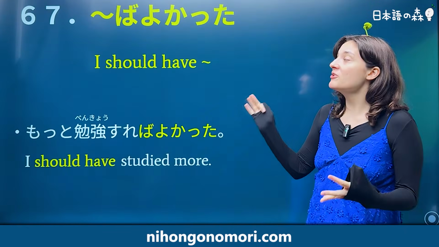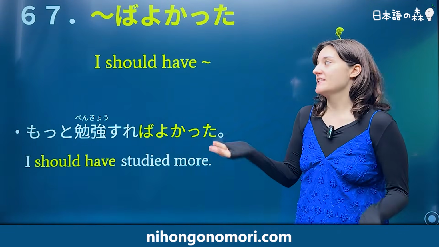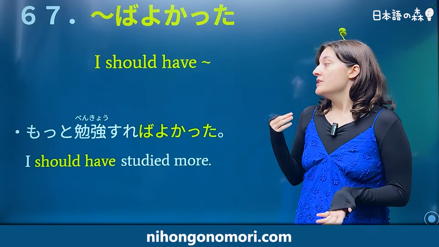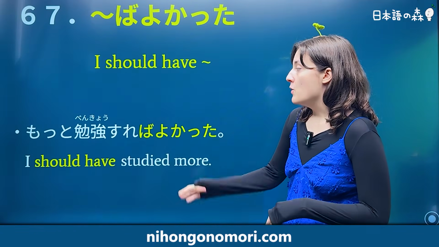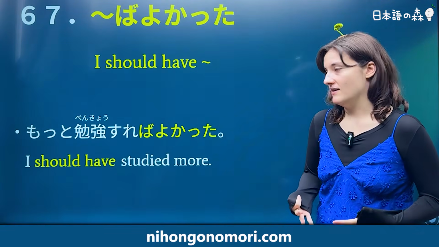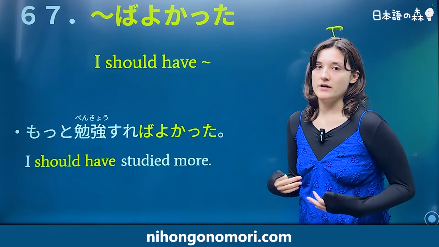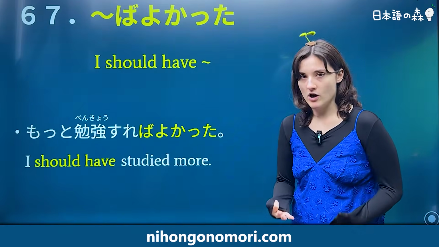It would have been better if I did something. It's an expression of regret for what you haven't done, what you wish you had done. Here we have, もっと勉強すればよかった. I should have studied more. It would have been better if I'd studied more.